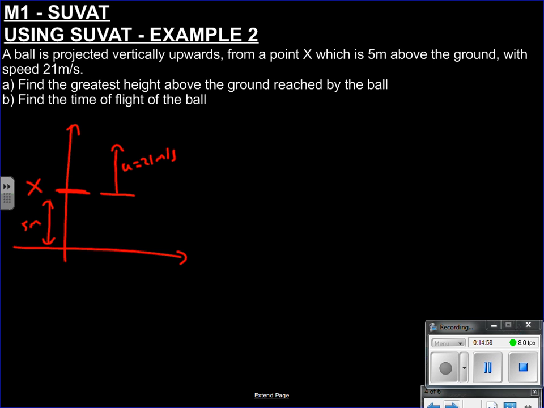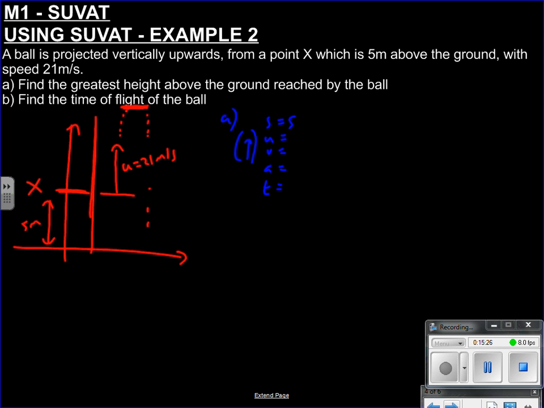So let's think about it. The ball goes up and then it stops, doesn't it? And then it starts coming back down again. So it is in a straight line though. It is up, down, but for artistic license, I'm going to draw it like that. So find the greatest height. So again, this time our direction's up and down because our initial motion is going up. So everything is relative to up.